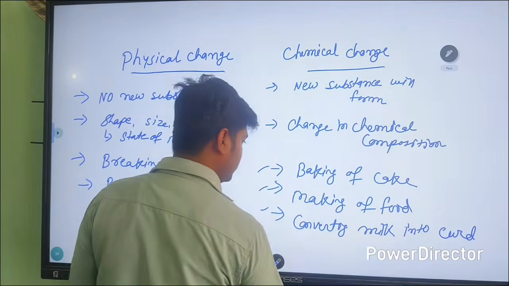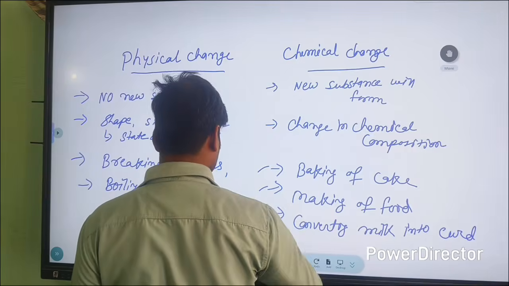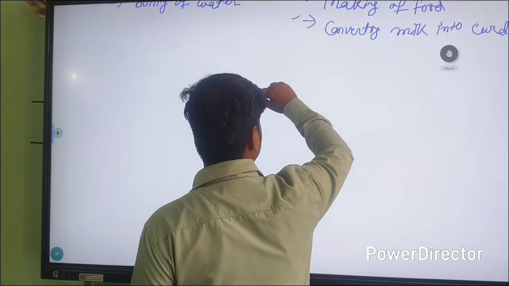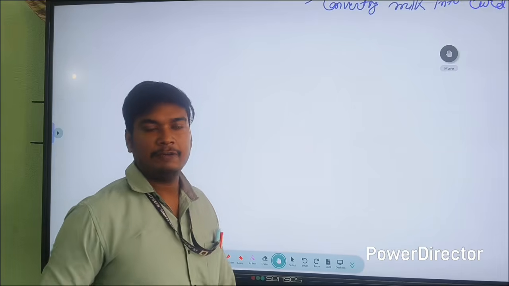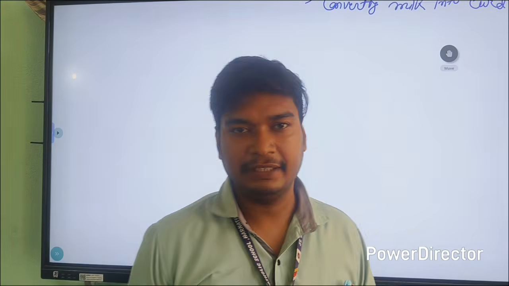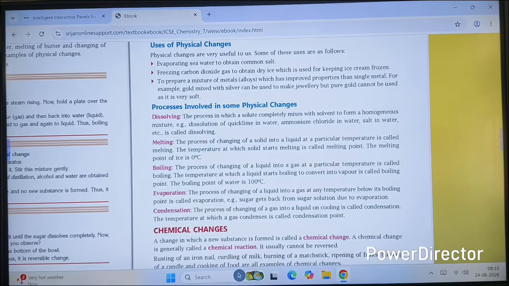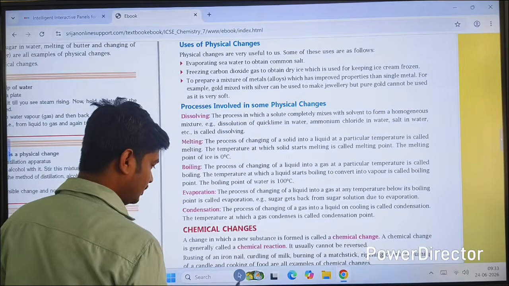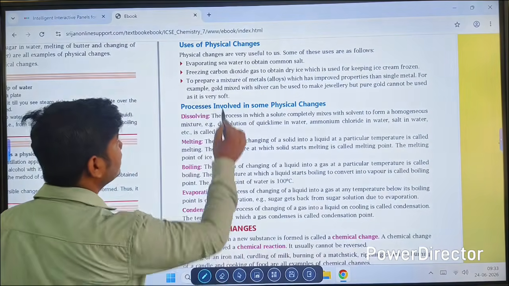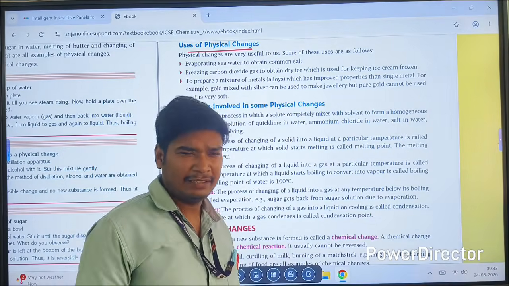Okay, now I'm going to teach you with the help of PDF what are the uses of physical change and chemical change. Now let's see some uses of physical change. Uses of physical change you can see in daily life also.